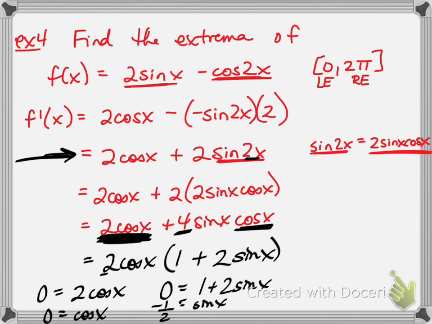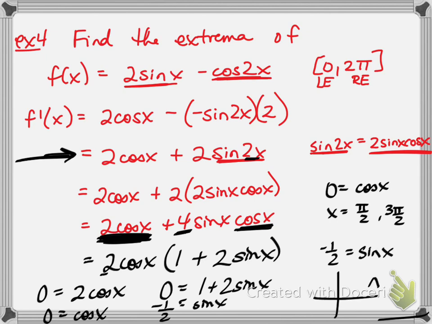And then you go to your unit circle. I'm running out of room, but 0 is cosine x. You find x that has a cosine value of 0, and that's pi over 2 and 3 pi over 2. And for this bottom one, you find x that has a sine value of negative a half.